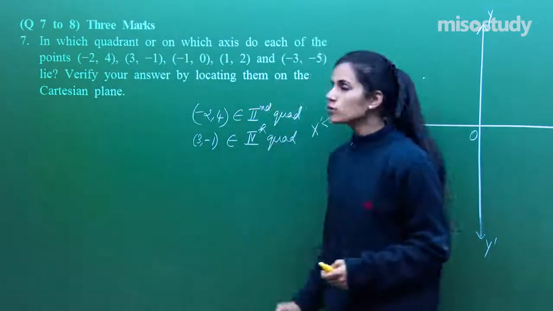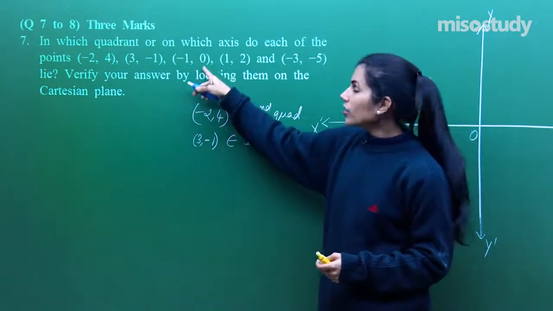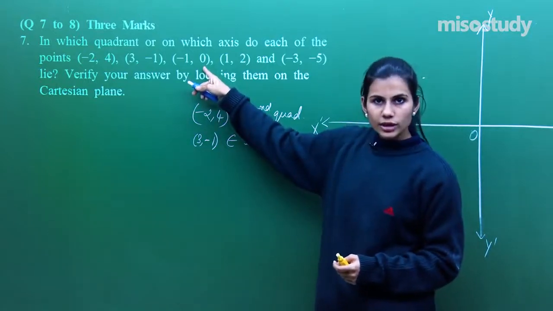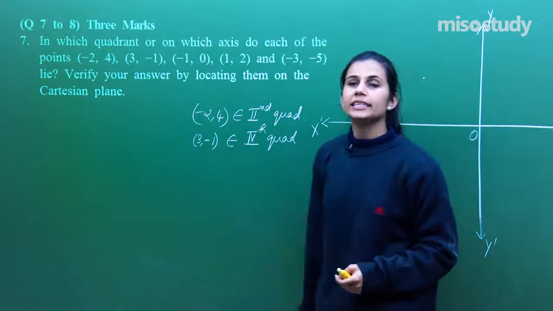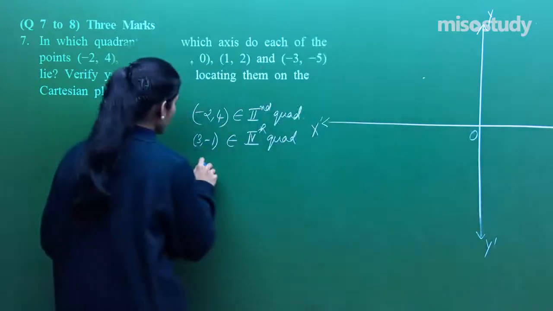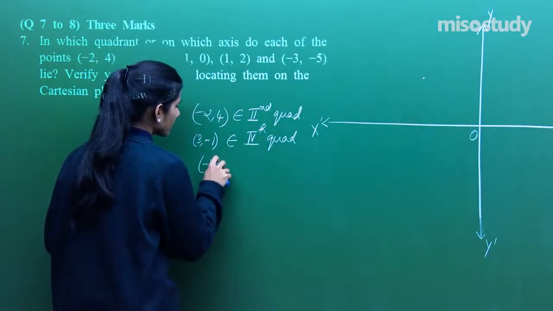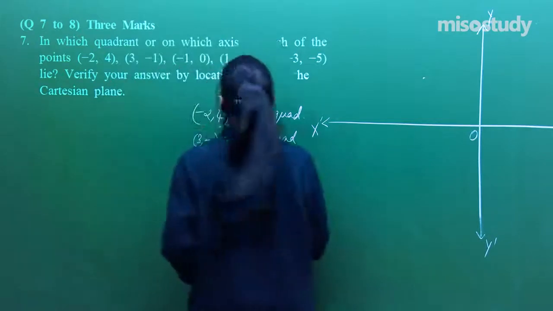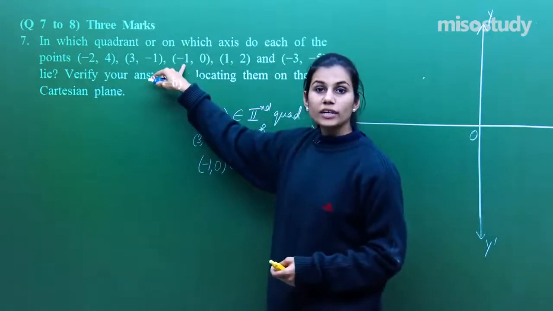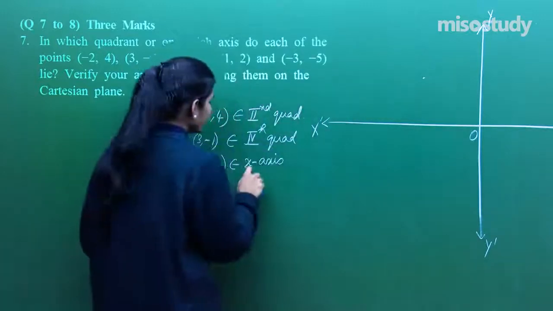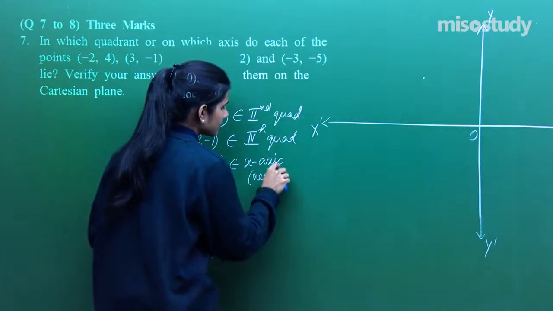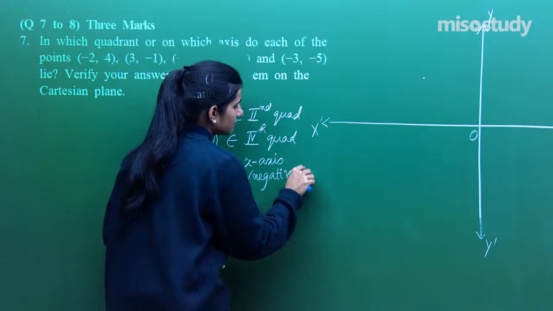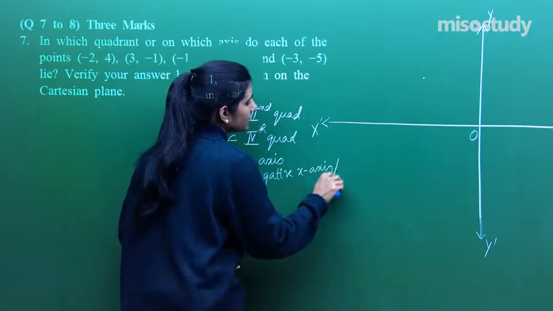Then you have (-1, 0). Because y coordinate is 0, that means this point is lying on the x-axis. So (-1, 0) lies on the x-axis. And that too you can tell where. Because x coordinate is negative, it is actually lying on the negative x-axis or OX dash.